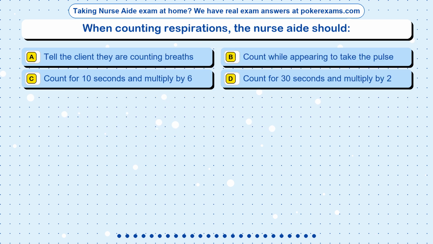Question 24. When counting respirations, the nurse aide should: Option A, tell the client they are counting breaths. Option B, count while appearing to take the pulse. Option C, count for 10 seconds and multiply by 6. Option D, count for 30 seconds and multiply by 2.